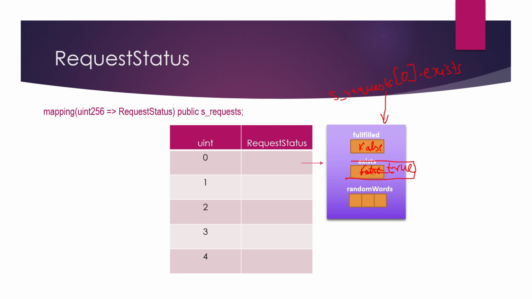If it is true, meaning the request exists, then we make this fulfilled also true, and in this way we are fetching. In the random words we have all the random values that we generated. For example, it would be a very long value, but for now let me use some small values like 23 or let's say 100. Some random values will be here when the fulfilled function is called.